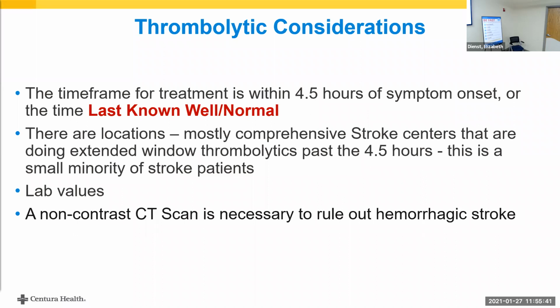So this is why last known well and normal is still so important, because we have a 4.5-hour window in order to give TPA. Now you will see some locations using extended window, which means we're going to give TPA outside of that 4.5-hour window, but there's special criteria involved in making those decisions. And it's really a small number of stroke patients that are going to be candidates to get that. But you know what? If that's 3 people a year we save from disability, that's a fantastic thing, and it's worth every minute of our time.